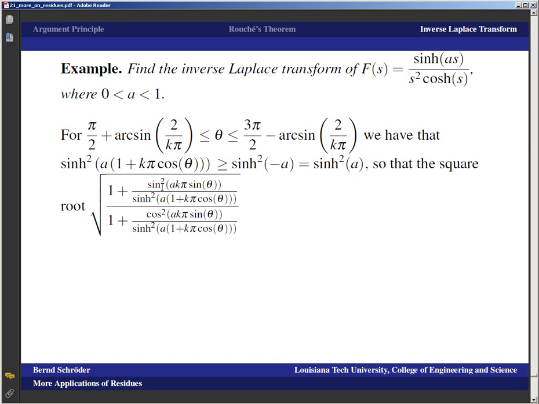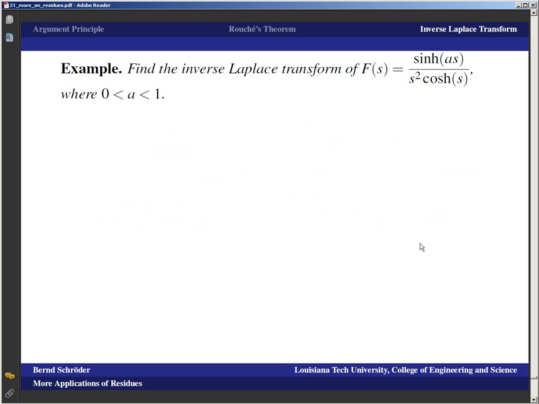That means that the square root that we had here, this horribly ugly thing, what can we do with that? Well, we've got denominators here, right? So sinh squared is greater or equal than sinh squared a. So that thing is bounded by 1 plus 1 over sinh squared a, because the sine is less than or equal to 1, the sinh squared is greater or equal than sinh squared a, and this denominator here is greater or equal than 1, so we just drop it. So that's bounded by this number, and that's just a number, and that's all we care about.